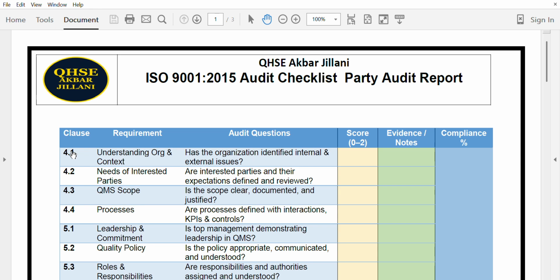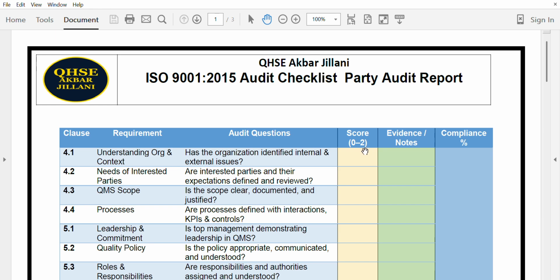Annex SL 4.1, Understanding the Organization and its Context. Has the organization identified internal and external issues? If it's okay, then 2. If it's not okay, then 0. If it's partially okay, then 1.